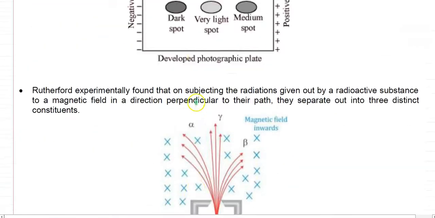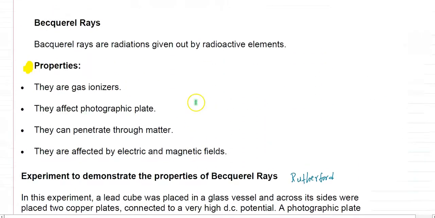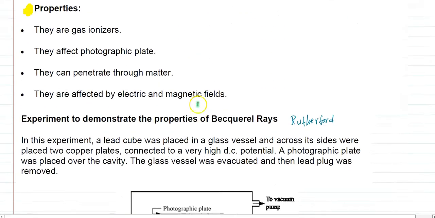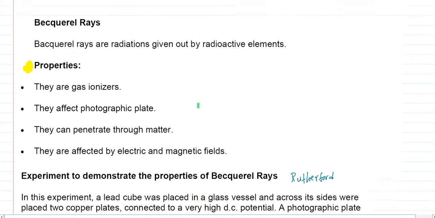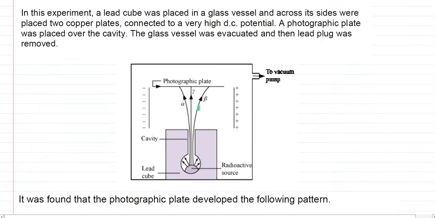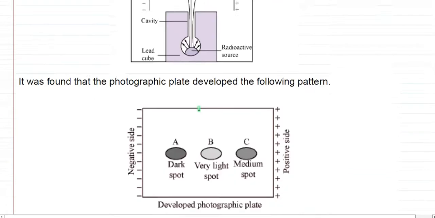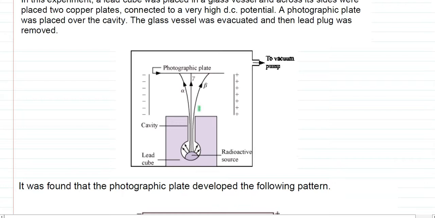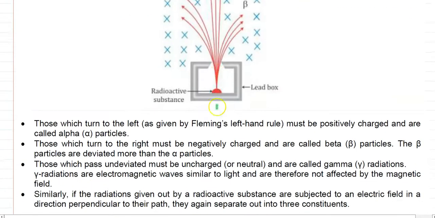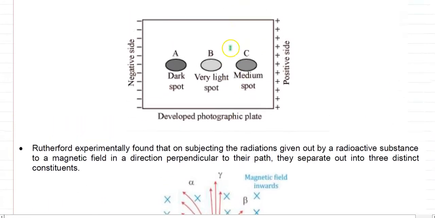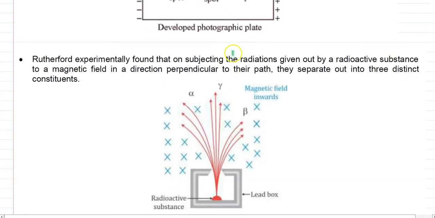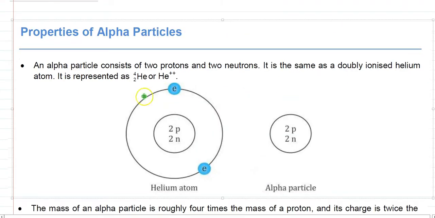Welcome students. In the previous class we discussed what radioactivity is and the particles emitted from the nucleus. These are called radioactive particles. Two types of particles are emitted: one is called alpha, another is beta, and one radiation emitted is called gamma. Alpha is basically a helium nucleus, beta is the electron, and gamma is electromagnetic radiation. Today we will discuss the properties of these particles and some more things.